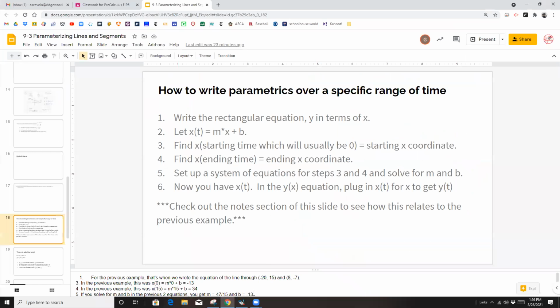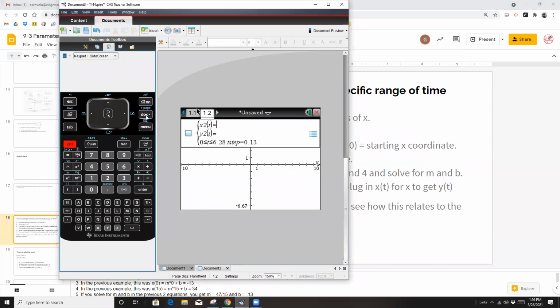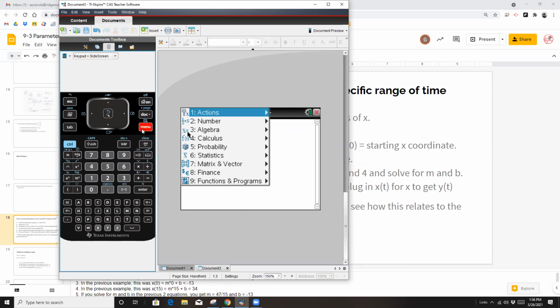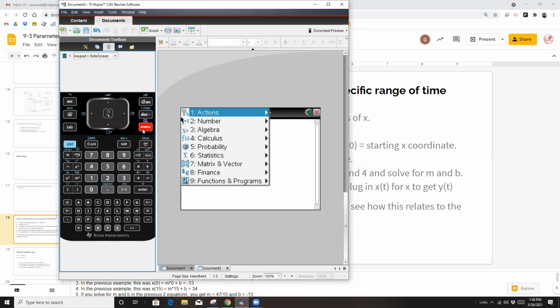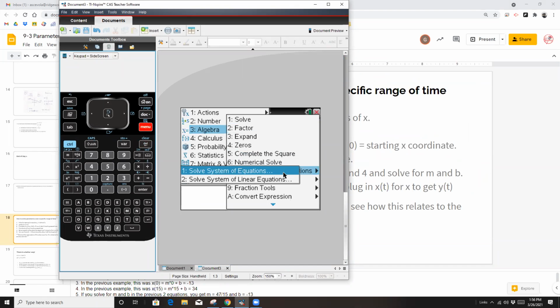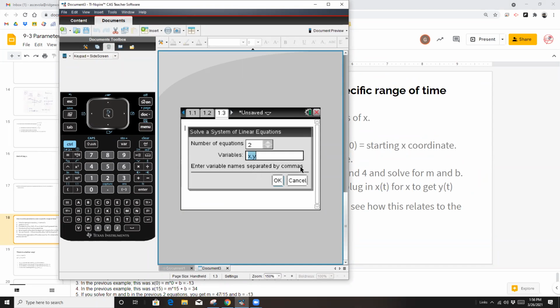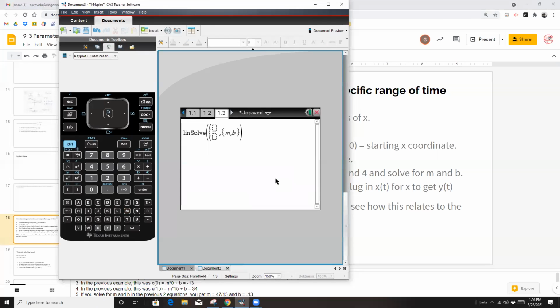Now you could solve that system by hand, meaning by substituting and eliminating. But since we have the calculator, you might as well use it. So solve, nope, don't do that. We've got to solve a system of equations. So algebra, solve system of equations or linear equations, doesn't matter because these are linear equations. We have two equations and our variables are going to be m and b. And our equations were negative 13 equals 0 times m plus b, and 34 equals 15 times m plus b.